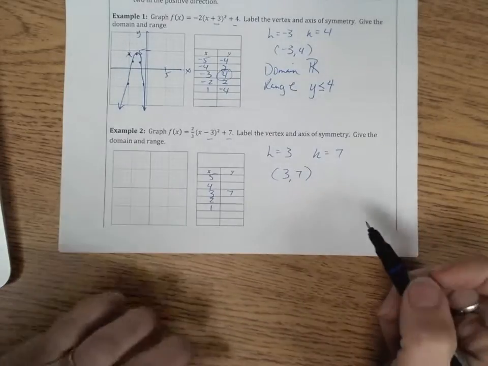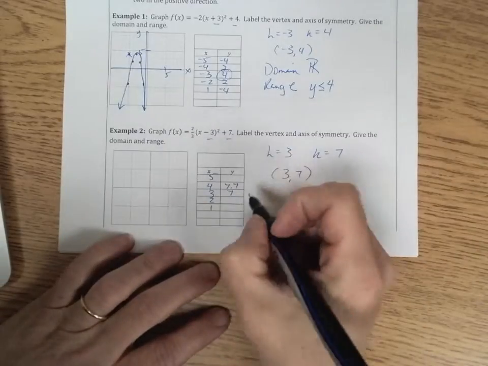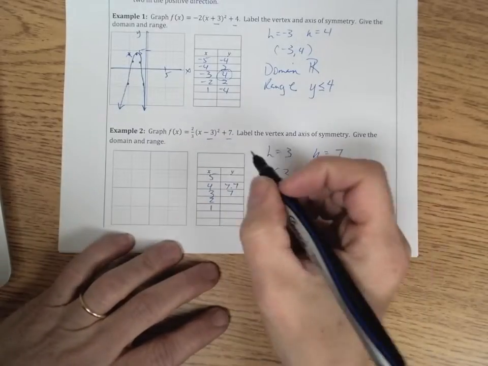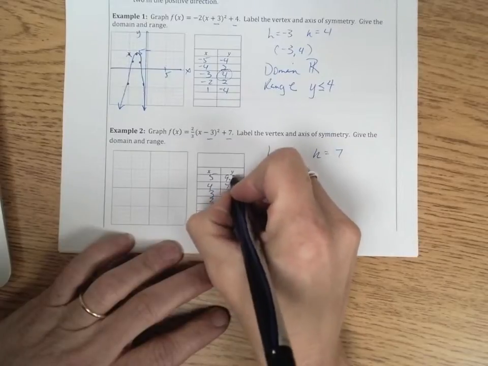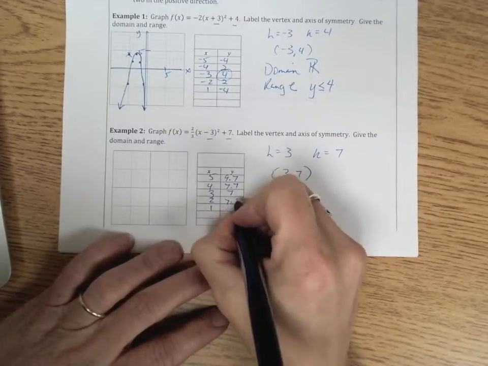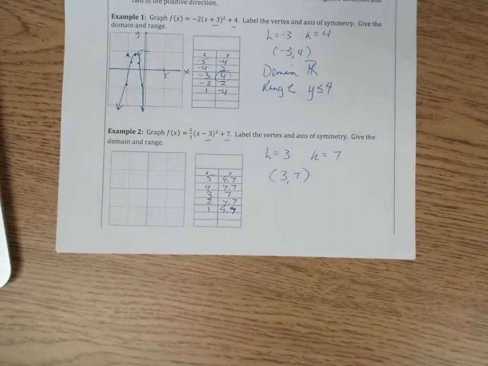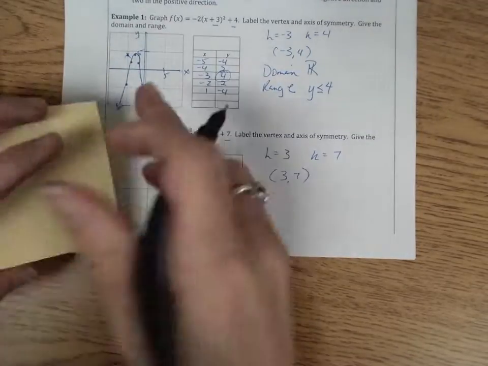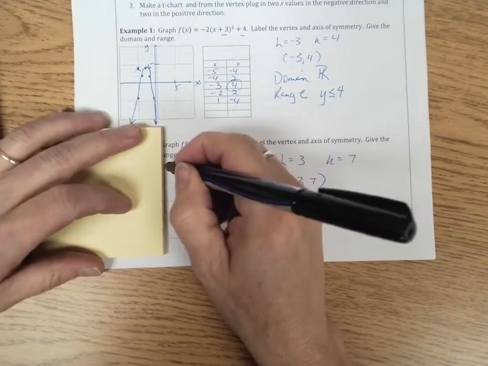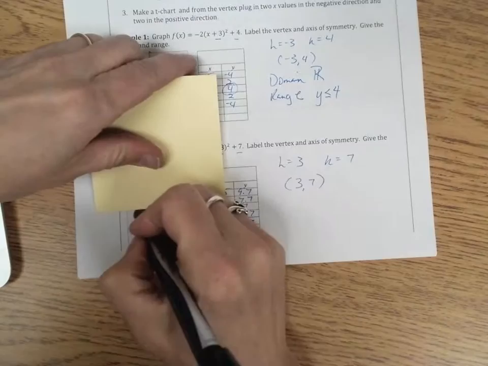So when we plug in 4, we get about 7.7. Sometimes you will get a decimal, just round it to the tenths place. 9.7. And then 2, you'll get those symmetrical values. All right, draw your xy axes and label your scale.